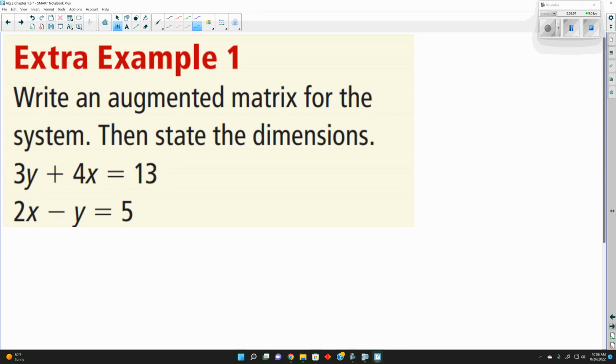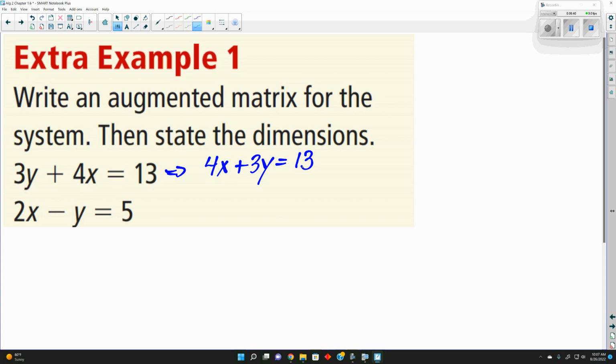So let's look at this one here. Write an augmented matrix for the system, then state the dimensions. Well, are both of these equations in the right form? No. If we look at them, the bottom one is x, y equals number. It's kind of in the correct form. We don't have z, so we don't have to include it. But the top one, we do need to switch the x and y. So its actual equation would be 3y equals 13. We just have to rewrite it so that it is in the form x, y. If there was a z, we would include it, equals a number.